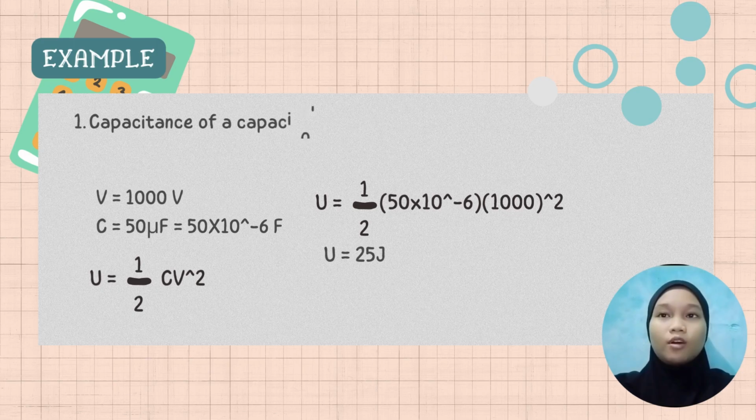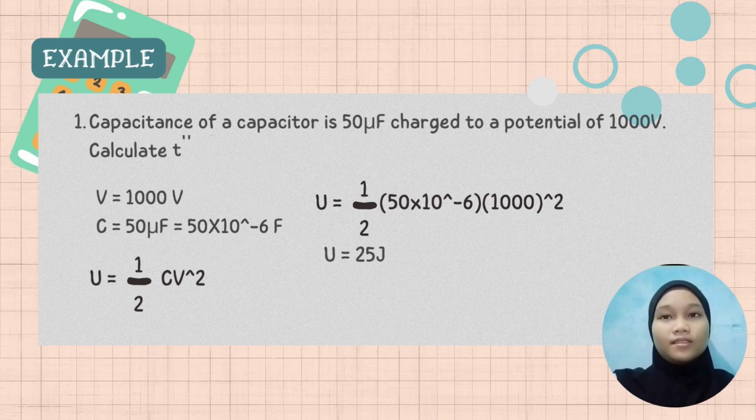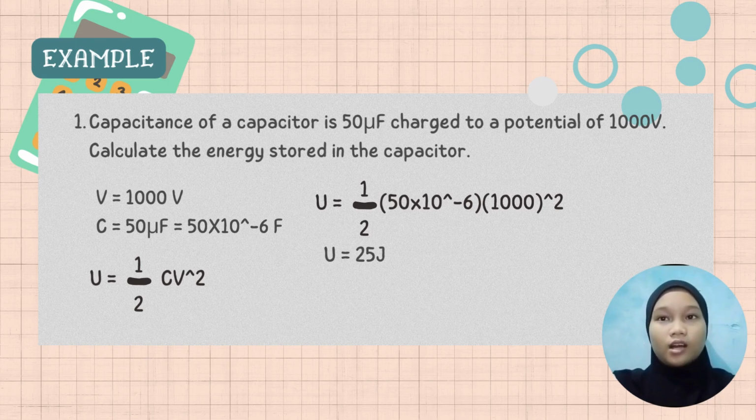The next part is some examples for this subtopic. The first example: the capacitance of a capacitor is 50 microfarad, charged to a potential of 1000 volts. Calculate the energy stored in the capacitor. This question gives us V equals 1000 volts and C equals 50 microfarad, which is 50 times 10 power of negative 6 farad. We can use the formula for energy stored, U equals half CV squared. After substituting the values, we get the energy stored U equals 25 joules.